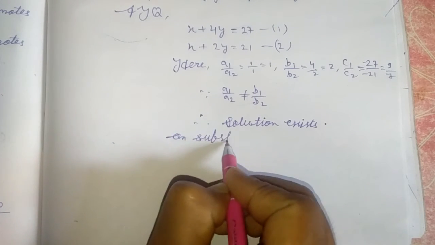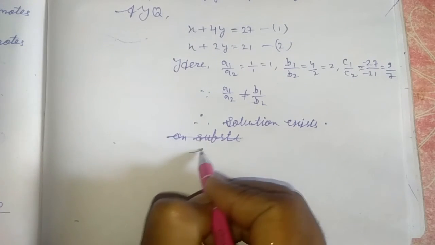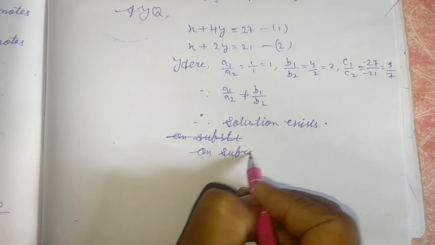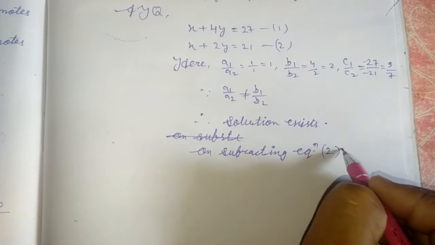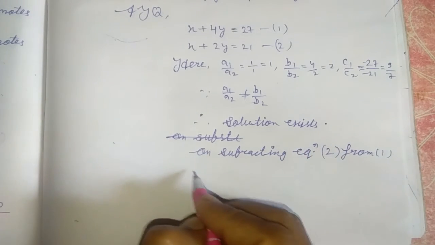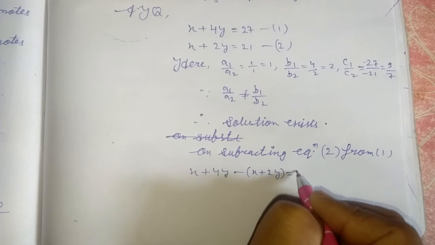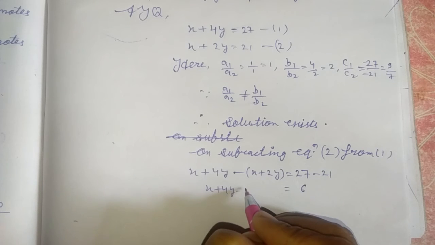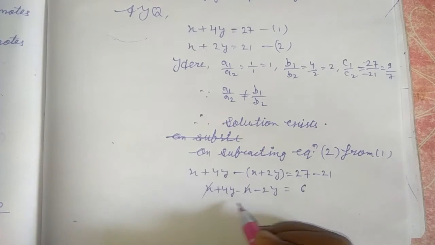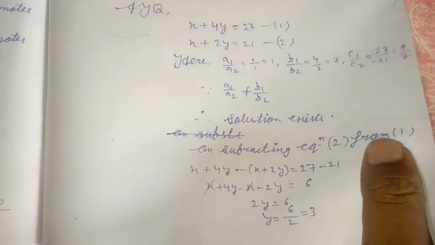On subtracting equation 2 from 1, so we get x plus 4y minus x plus 2y, 27 minus 21 is 6. x cancels, 4y minus 2y means 2y is equal to 6, y is equal to 6 upon 2 means 3. Okay, so value of y is equal to 3.